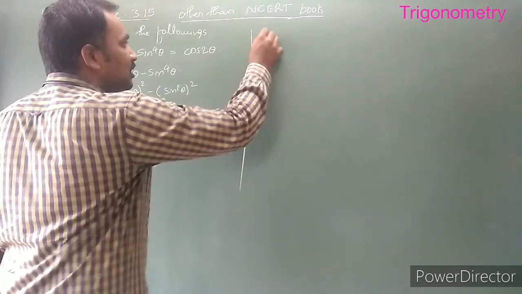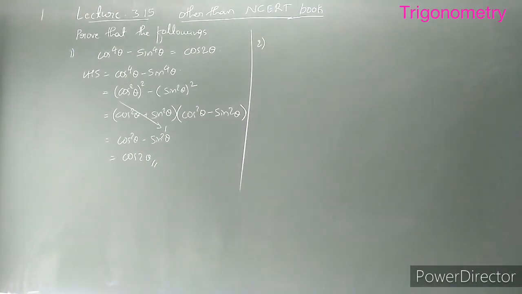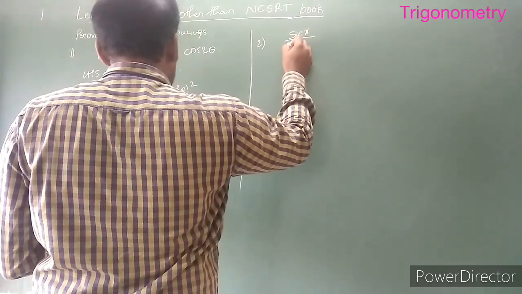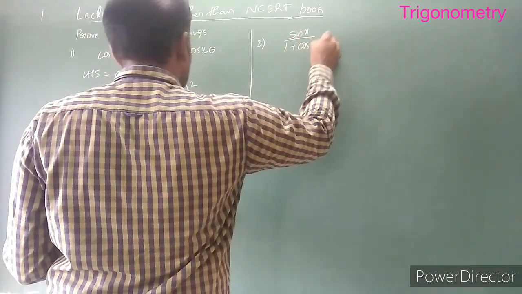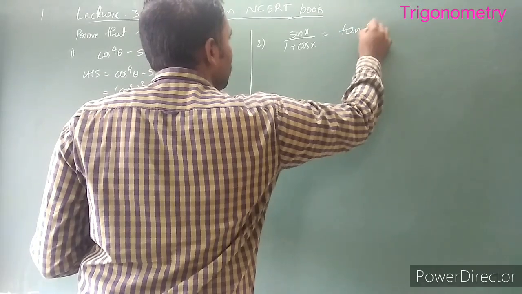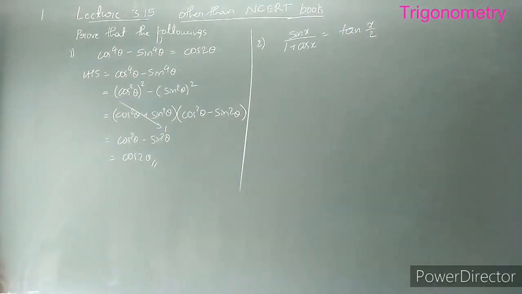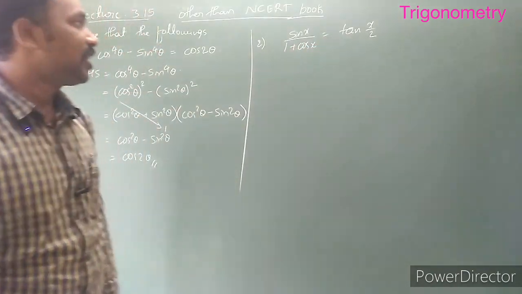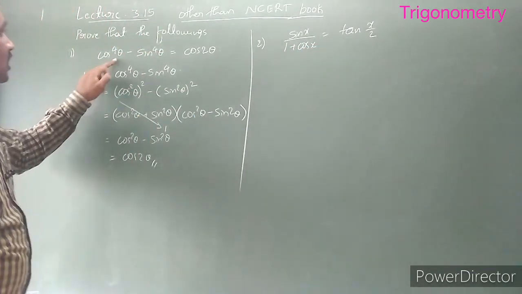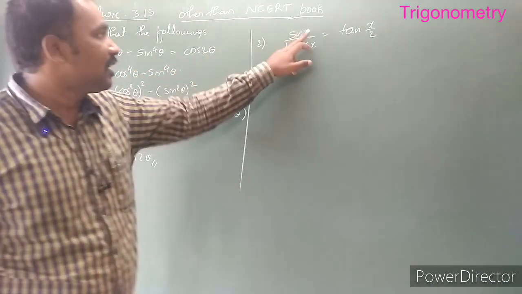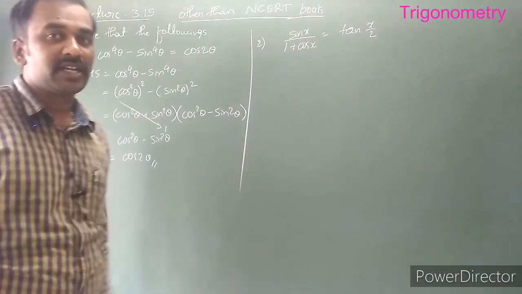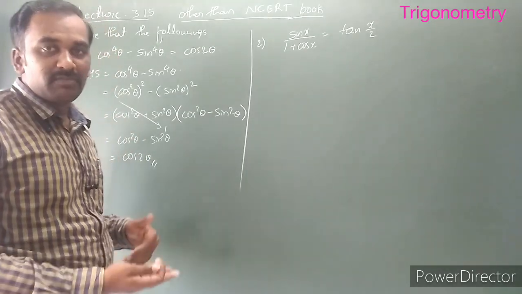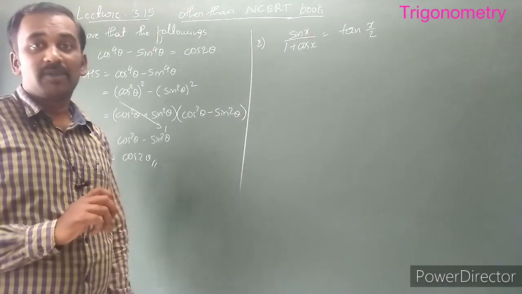Next one, the second one, in the same manner. Sin x divided by 1 plus cos x is equal to tan of x divided by 2. Here the angle x is there on the left, and on the right hand side x by 2 is there. That means it is a half angle formula. We already know the multiple angle and half angle formulas.